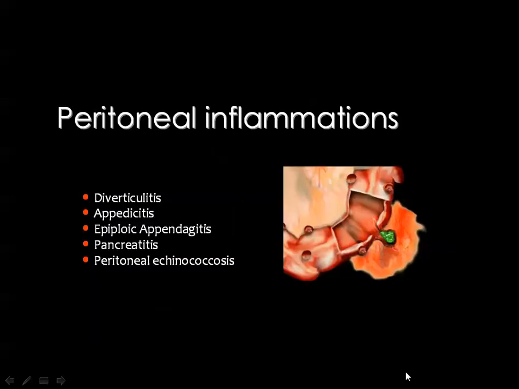Then we came to some causes of peritoneal inflammations, and we'll discuss these issues: diverticulitis, appendicitis, epiploic appendagitis, pancreatitis, and peritoneal echinococcosis.